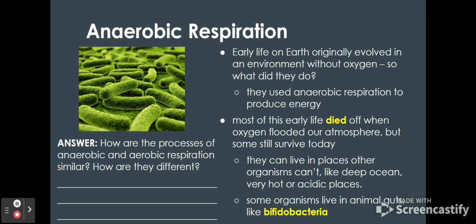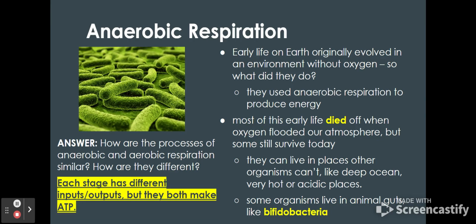And some organisms live in animal guts, like bifidobacteria, which are in our guts. So how are the processes of anaerobic and aerobic respiration similar, and how are they different? Both of them have different inputs and outputs, so that's what's different, but they both make ATP, which is the same.